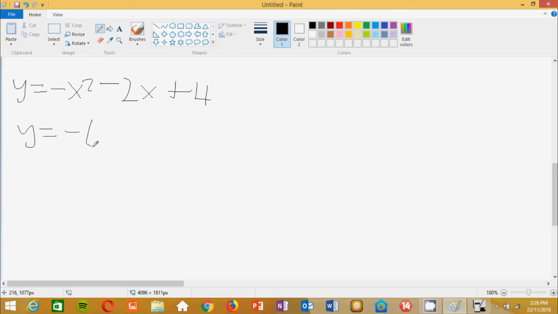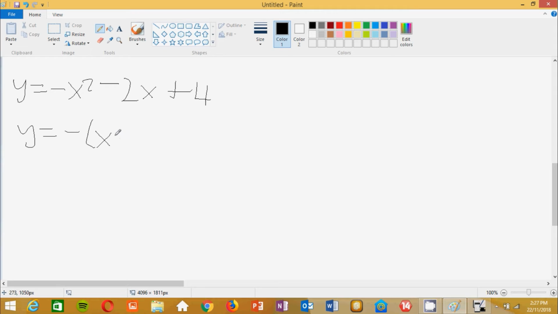I take out this negative and then I put an x here. Remember, I'm going to look at this coefficient here, which is negative 2. I'm going to divide it by 2, and I'm going to get negative 1. But that negative 1, I'm going to divide by this coefficient here, which is negative 1. So it's going to be negative 1 divided by negative 1.